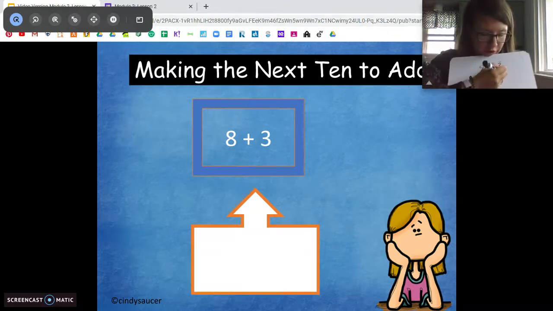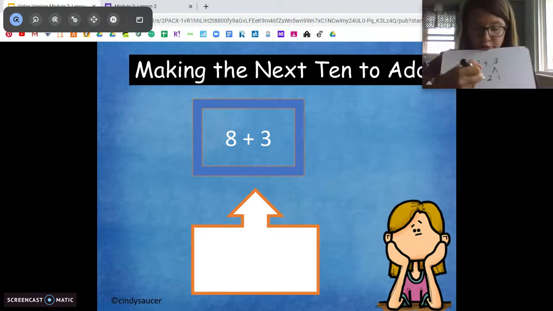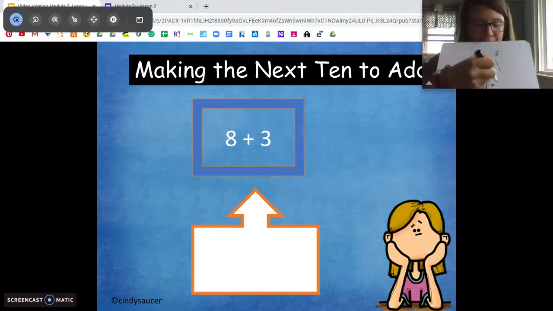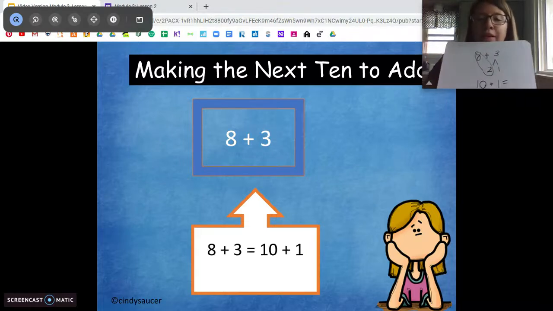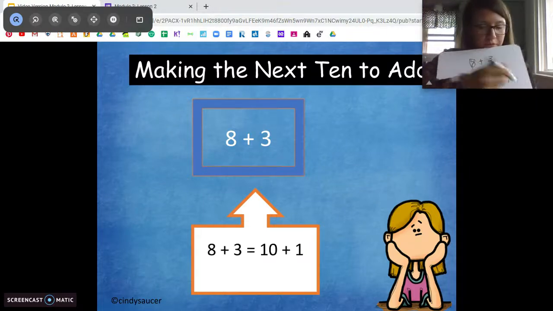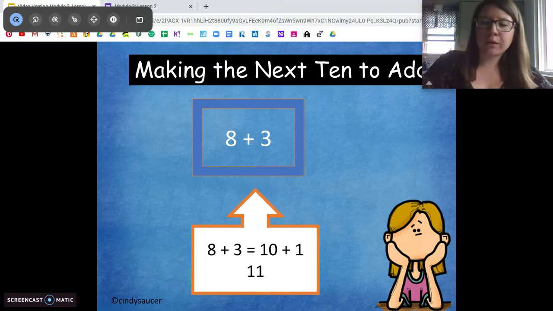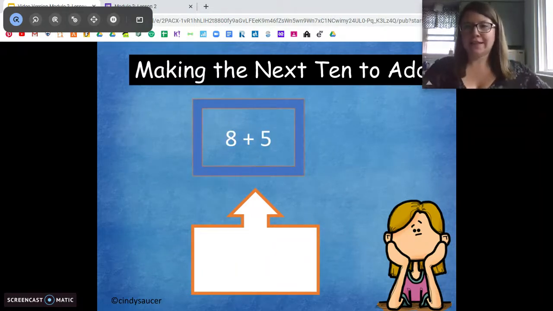2. Very good. So let's break apart that 3 into 2 and 1. So 8 and 2 is 10. And then what left do we have to add in? 1. So 8 plus 3 equals 10 plus 1, which equals 11. Both of those sides equal 11. So we're making equations equal. We're just flip-flopping the numbers a little bit. All right, try this one on your own. Pause it and try it.